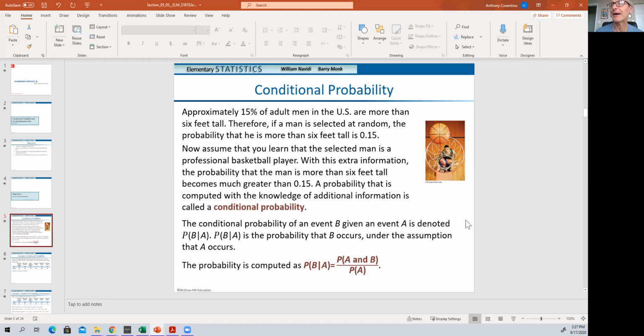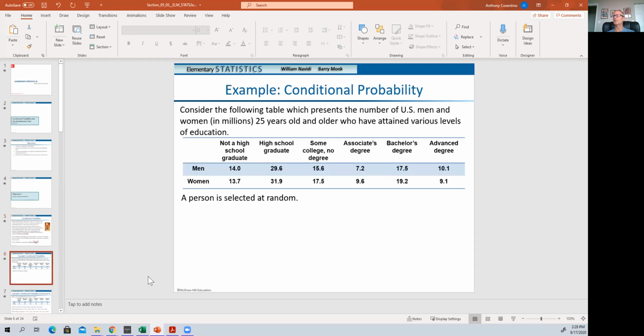Well, you can see that we have this equation down here. And the way you read this is the probability of event B occurring given A. So in our example, B would be greater than 6 foot, and A would be given you're a basketball player. And the way you do that is you calculate the probability of those both occurring, and you divide it by the probability of you being a basketball player. And so we're going to walk through a very detailed example, and let's walk through some of these problems.